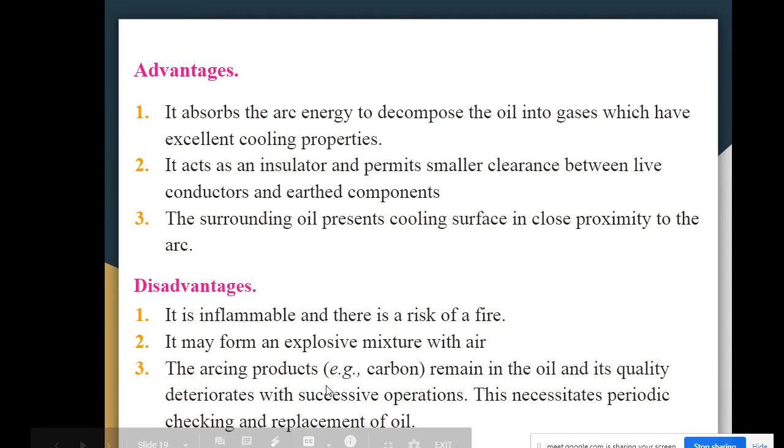And the third one is arcing products. I keep on using the word arcing products, right? When the heat is generated, there is a generation of arcing products, for example carbon, that remains in the oil. If the arcing products persist in the oil, the lifetime of the oil will decrease. Its quality will deteriorate with the successive operations.